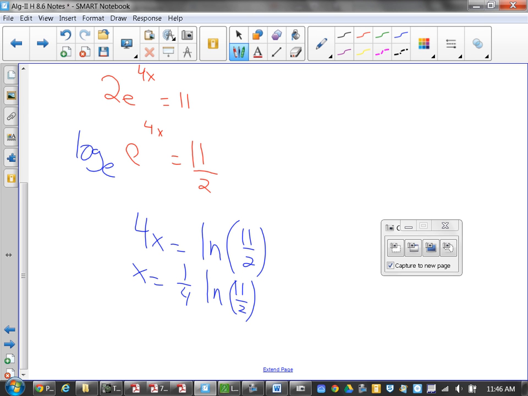How do you think you would undo natural log? You can do a couple of different ways. I just wrote it out. You can type it in that way, or if you type in natural log 11 over 2, hit enter, then just divide by 4. You're going to get the same result.